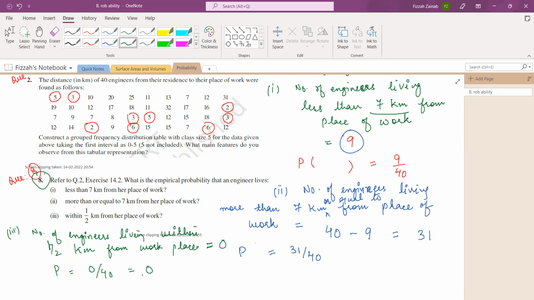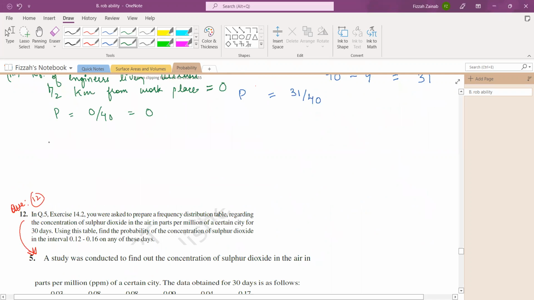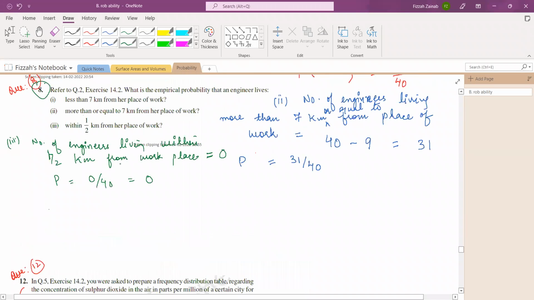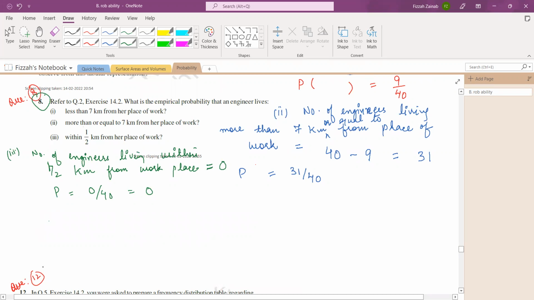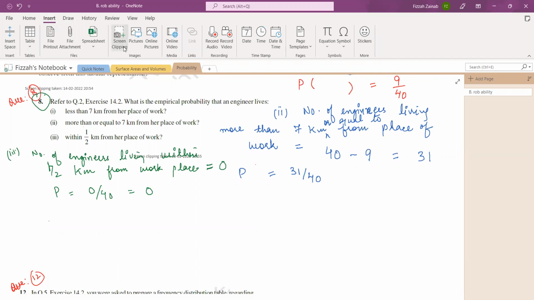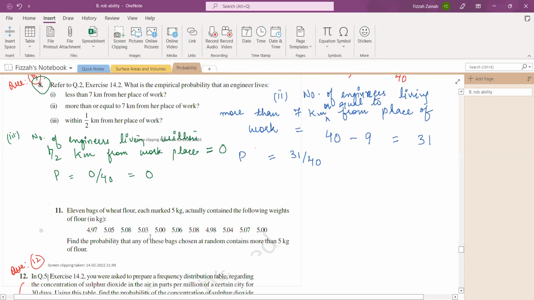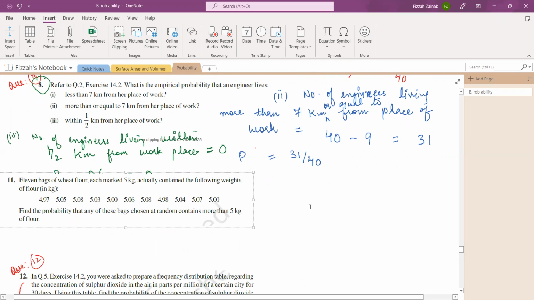Okay, then now question number 9. See, question number 9 and 10 are simply activities in your book, right? I'm leaving those questions. I am coming to question number 11. Yes, this is question number 11.